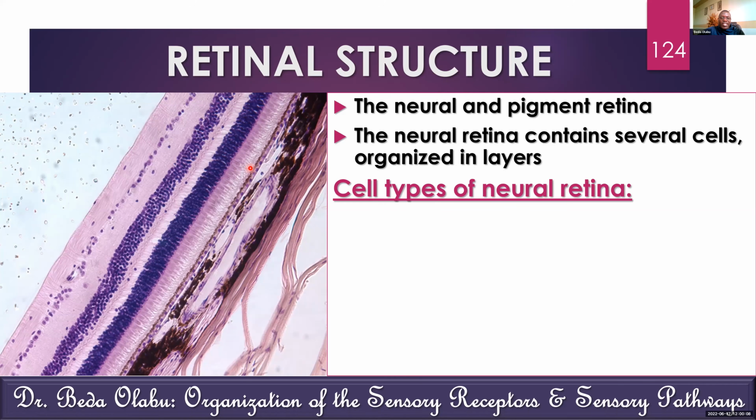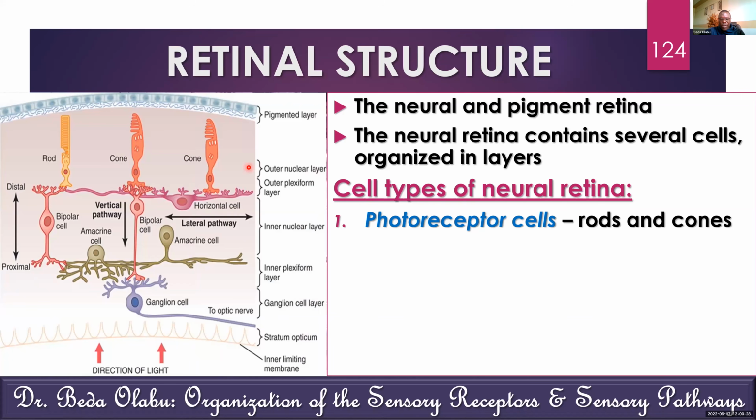The neuroretina itself, this one, has several cell types. I want us to go through the cell types of the neuroretina. We have the rods and cones. These are the photoreceptor cells. Their cell bodies are located somewhere here. The processes of the photoreceptor cells come up to somewhere there. They're the ones that detect light.